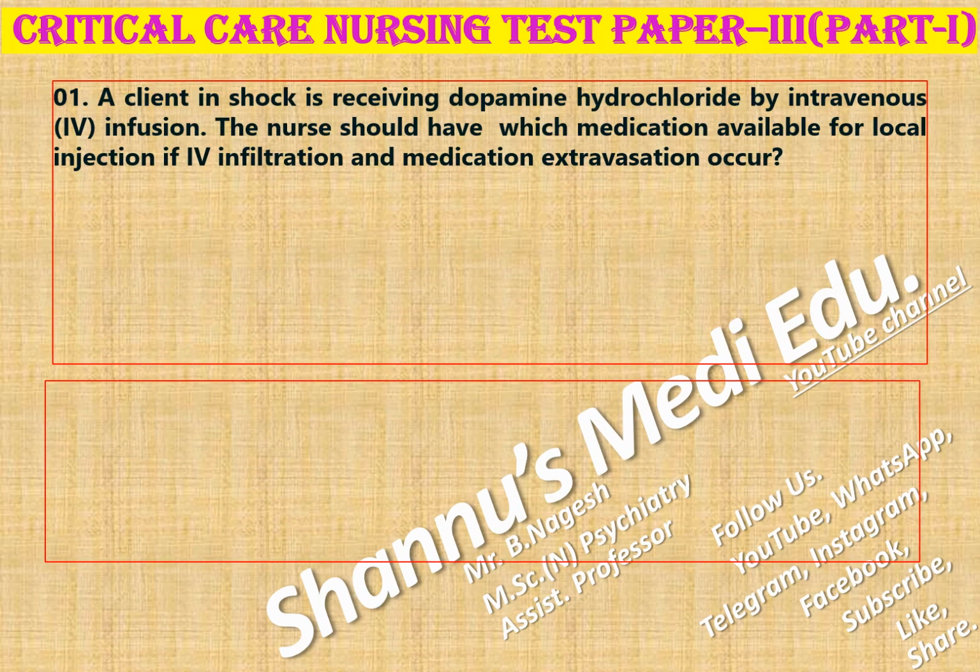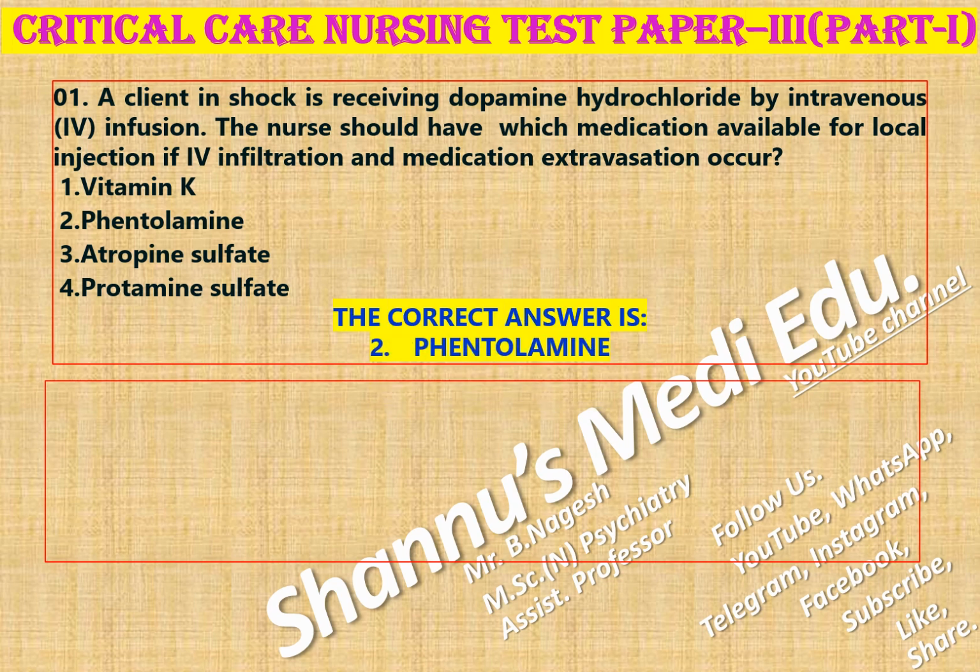question number 1. A client is receiving dopamine hydrochloride by intravenous infusion. The nurse should have which medication available for local injection for IV infiltration and medication extravasation? The correct answer is phentolamine.